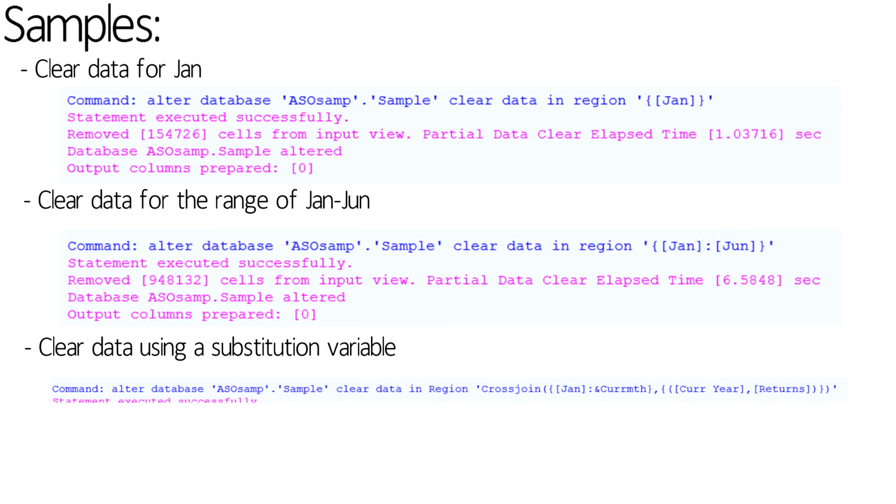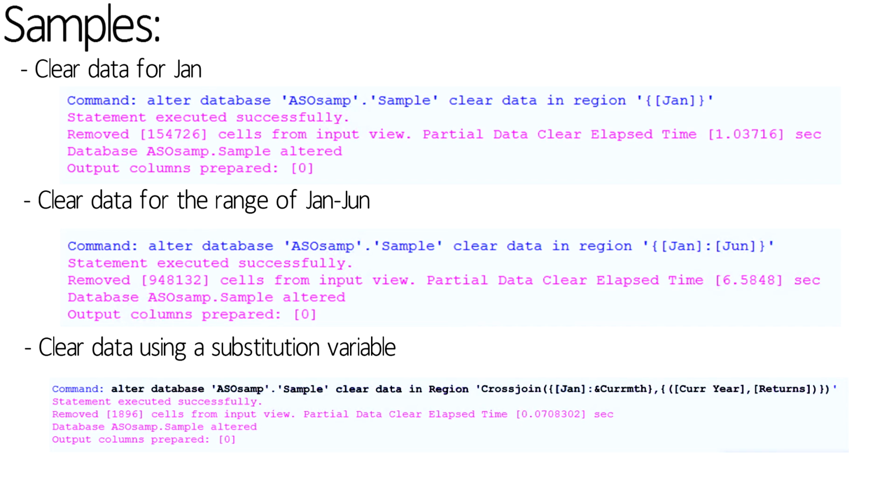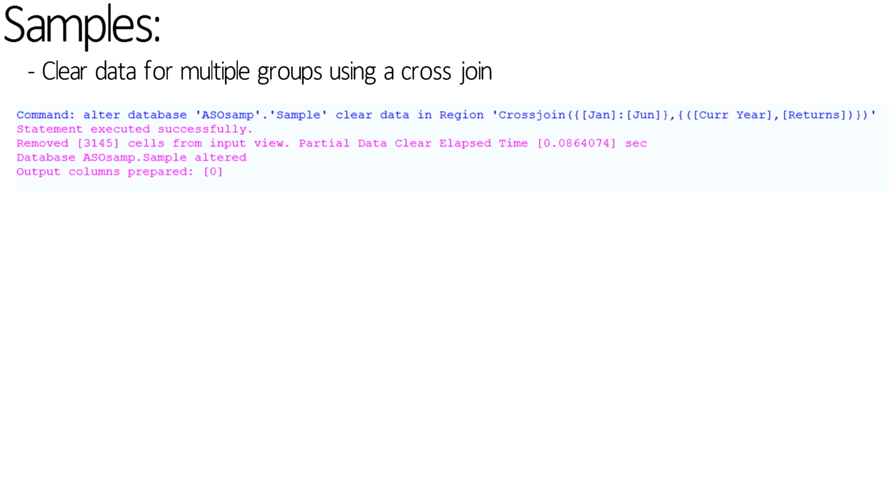We can use substitution variables in our clears, so we can make this more dynamic, and this is in MaxL that we can do it. So we could clear data from a region that has a substitution variable in it. We could also clear data in multiple groups. So in this case, we have January through June, which is a set of members, and we're going to cross-join it to current year and returns, which is another, that one happens to be a tuple of data. So we could get multiple sets here.